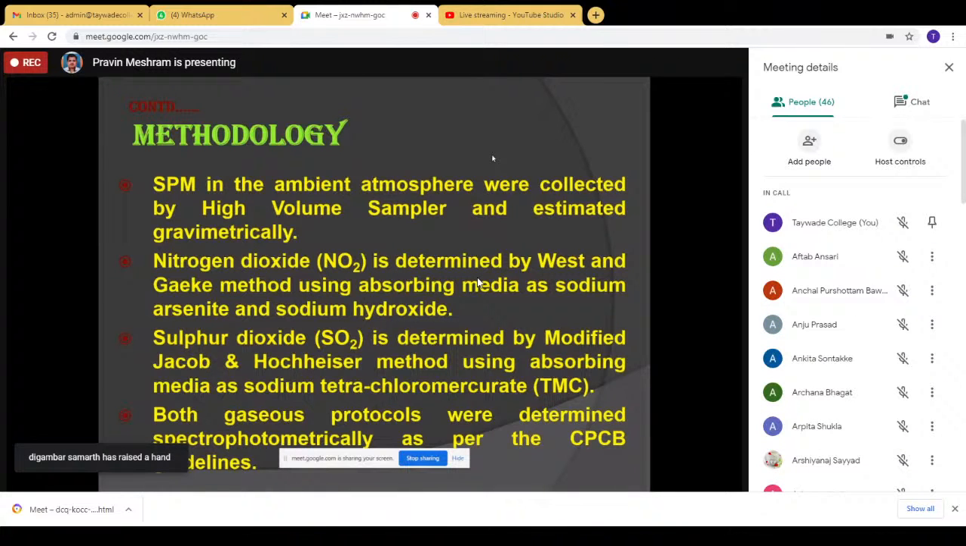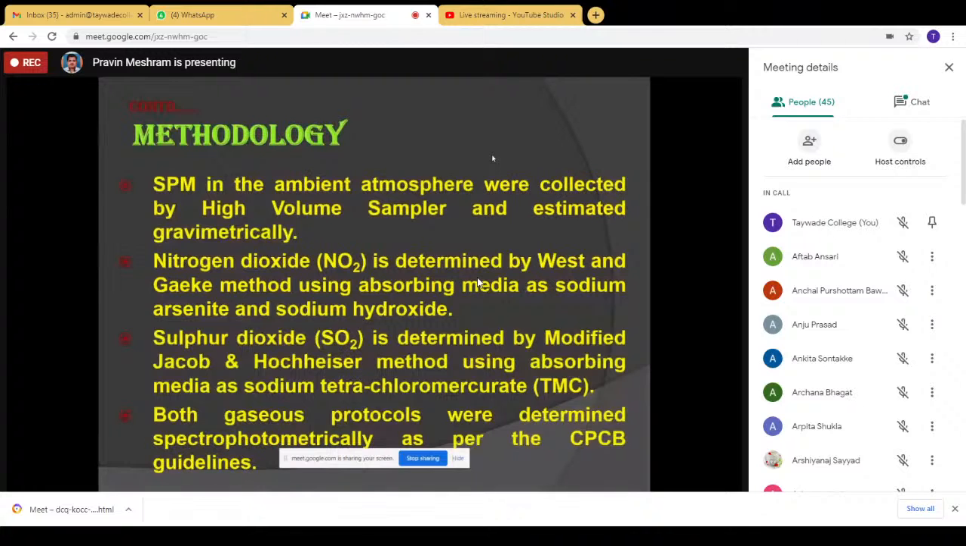Then let us come to the gaseous pollutants. Gaseous pollutant मध्ये NO2 आपण नेहमी find out करतो. NO2 is determined by the West and Gaeke method using absorbing media such as sodium arsenite and sodium hydroxide. These are standard procedures. Then sulfur dioxide is determined by the modified Jacobs and Hochheiser method using sodium tetrachloromercurate as the absorbing media.